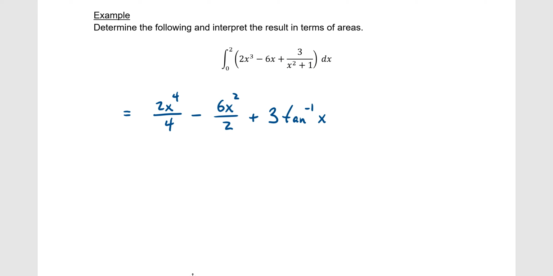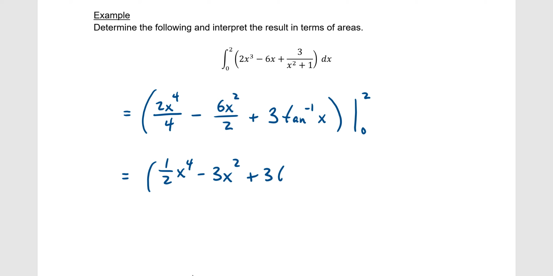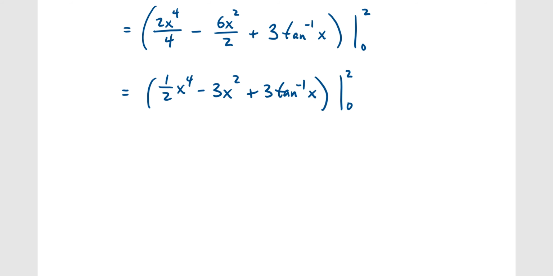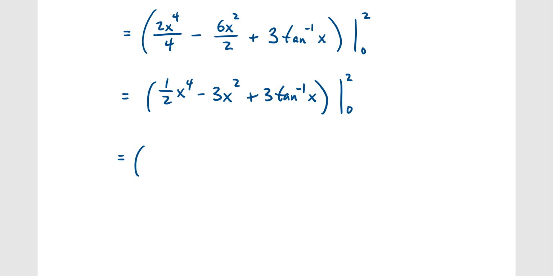And now we're going to evaluate this whole thing from 0 to 2. I'm going to clean this up a little bit first. The first term is 1/2 x to the 4th. Second term is 3x squared. Last term stays the same. Now let's go ahead and evaluate by plugging in upper bound minus lower bound. Okay, so plugging in the upper bound, that's 1/2 times 2 to the 4th minus 3 times 2 squared plus 3 times tan inverse of 2.